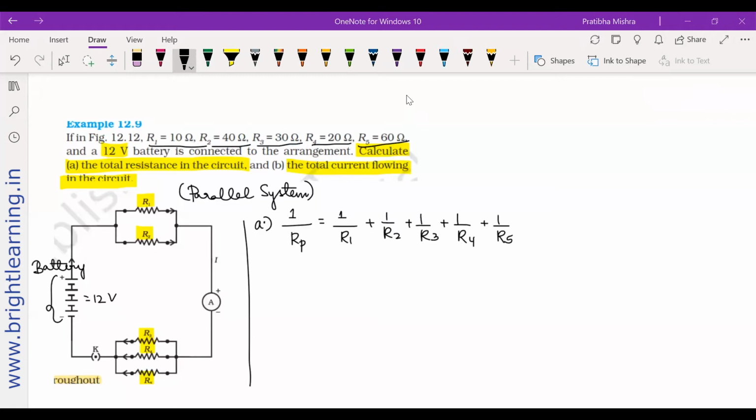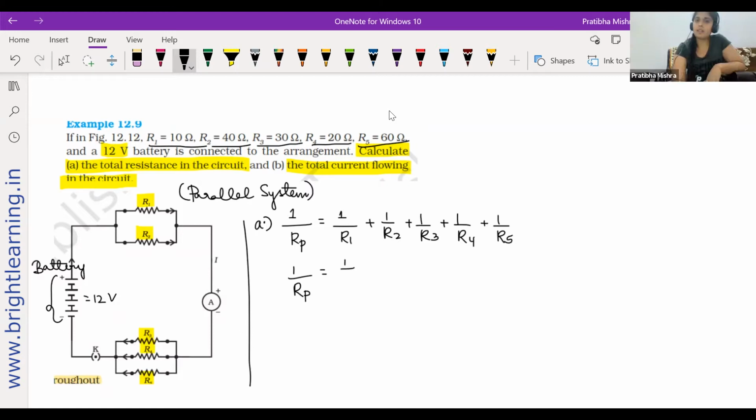How will you do this? You'll just write down the values. Start replacing the values over here. What is R1? The value of R1 is 10 ohms. Just replace that. Then what else do you have? 1 by R2. What is R2? 40. What is R3? 30. What is R4? 20. What is R5? 60.